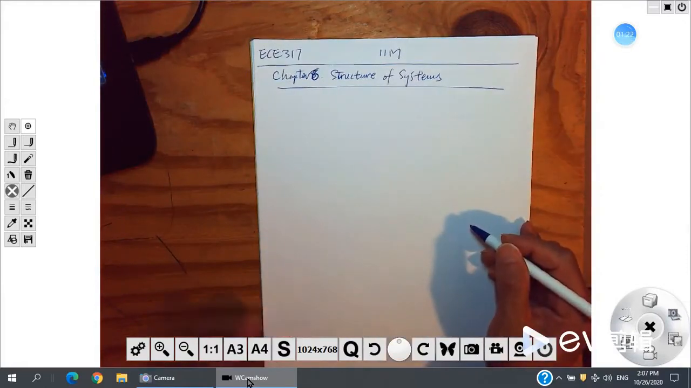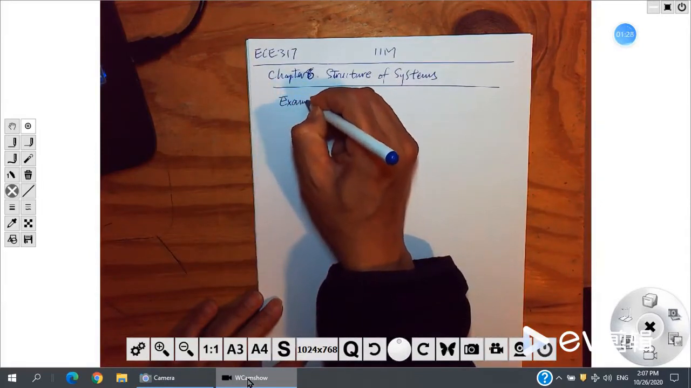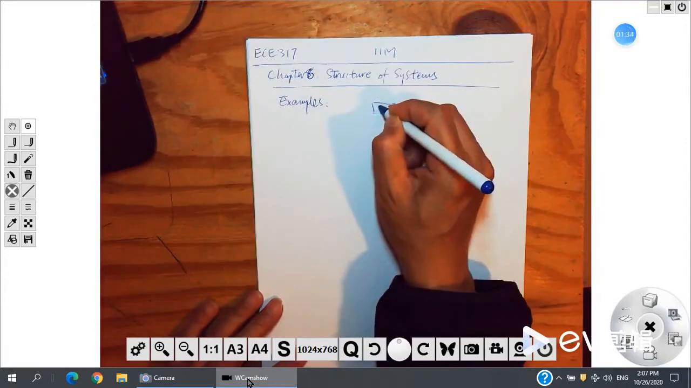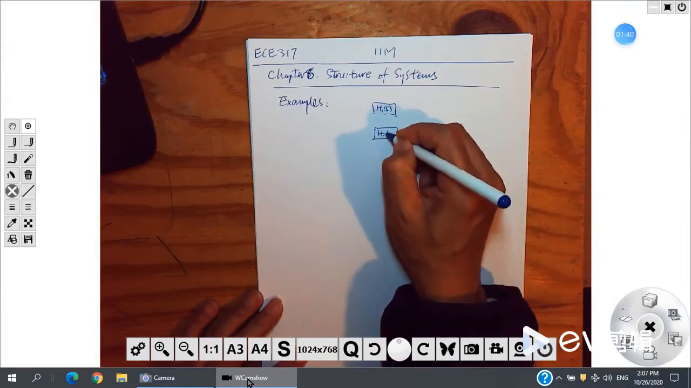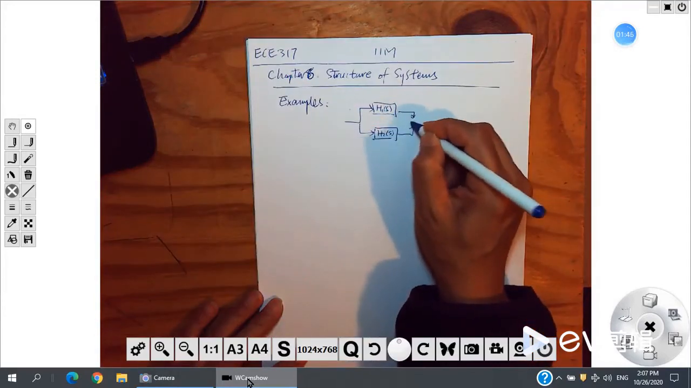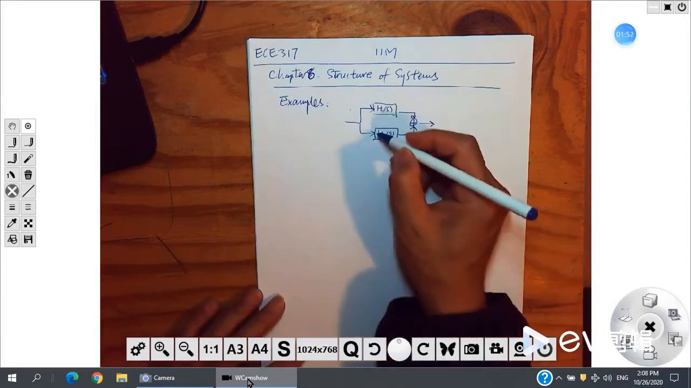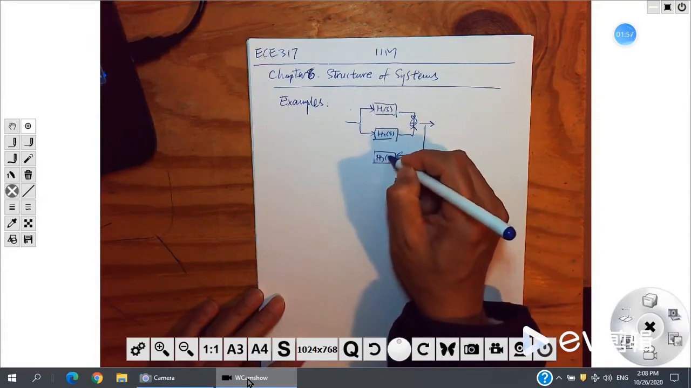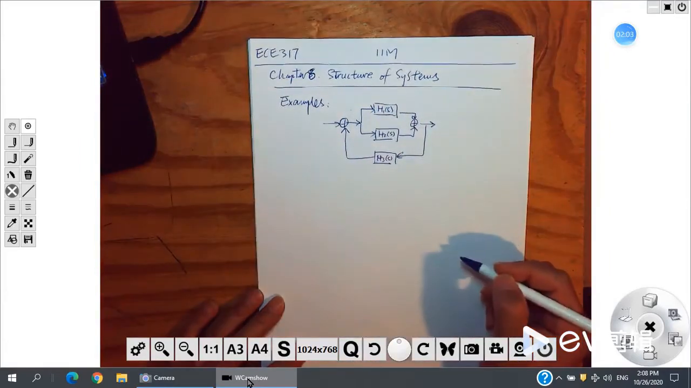Structure, I can just graph for the examples. For example, you have H1 of S, you have H2 of S, then you put them together, connect them together this way. Now this is the structure of a system. Maybe we have something more complex, like here we go back, we have H3 of S, and do a summation here, like this. It's different, right?